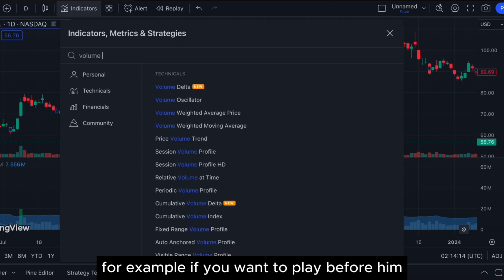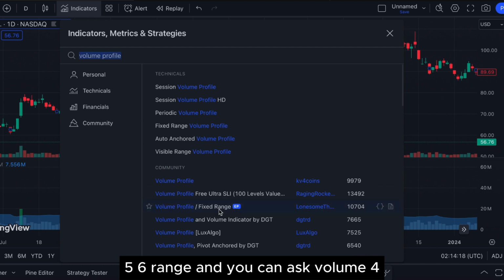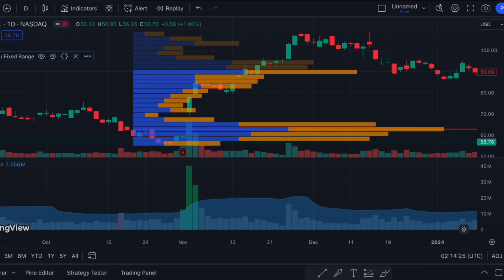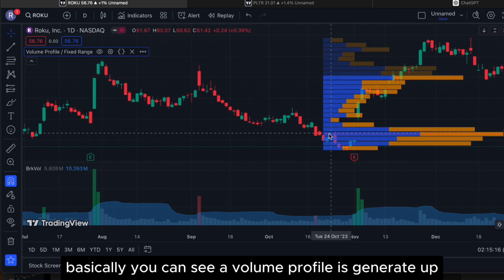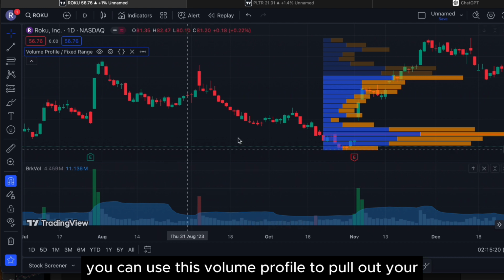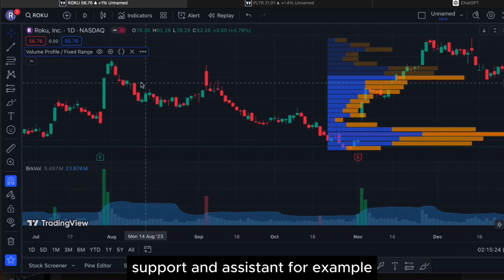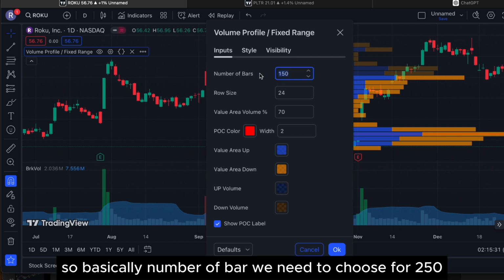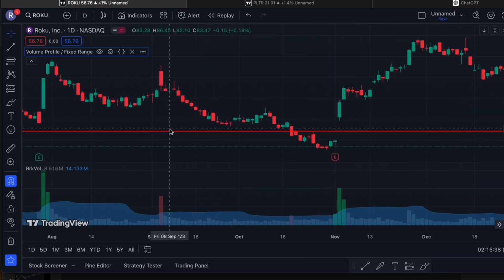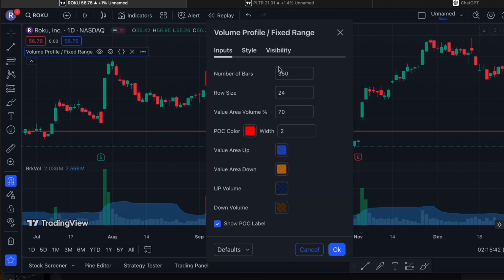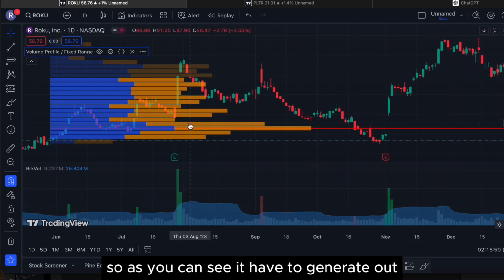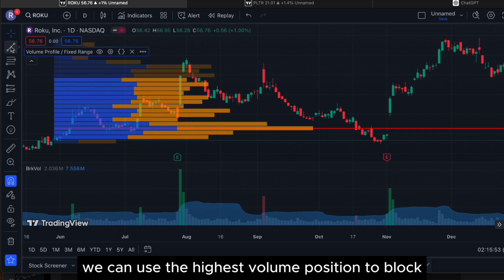For example, if you want to play with volume, you can go to volume profile fixed range, and you can ask the volume profile to define the support and resistance on the graph. Basically you can see the volume profile is generated. You can use this volume profile to plot your support and resistance. For example, we will need to customize the setting. Basically the number of bars we need to choose is 250. So as you can see, it helps to generate this. We can use the highest volume position to plot our support and resistance.